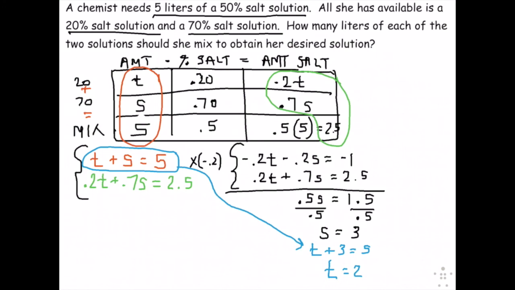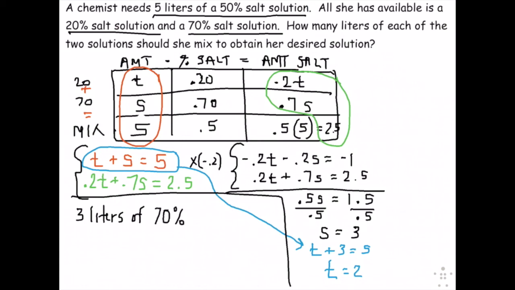So we would write our answer in words. We would say 3 liters of S, which is the 70% solution, and 2 liters of the T, which is the 20% solution.